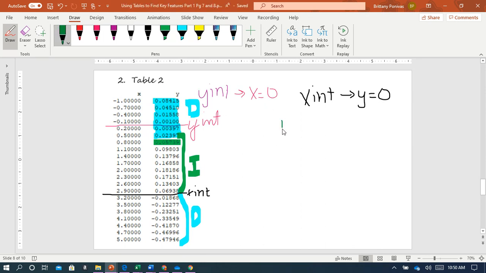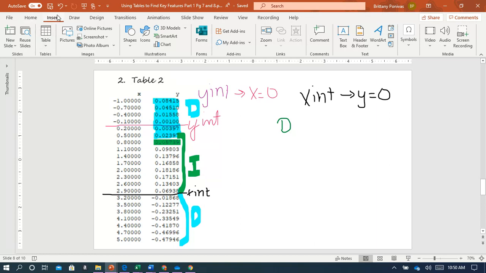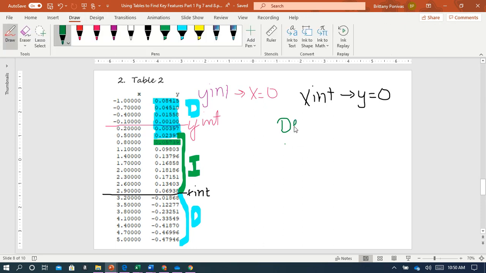So let's talk about the decreasing interval. It's not going to be the neatest. So we're going to do decreasing. We're going to decrease from negative infinity, comma, and it stops decreasing right here at 0.5.